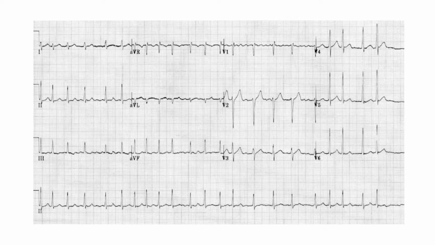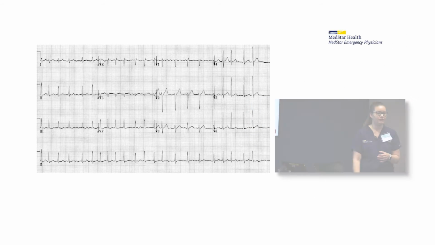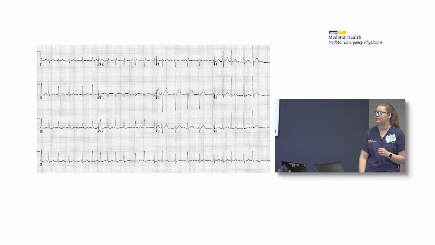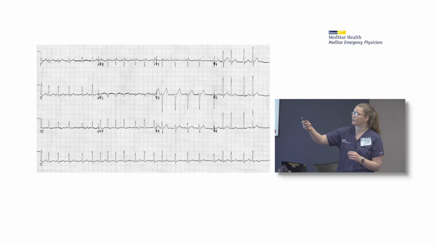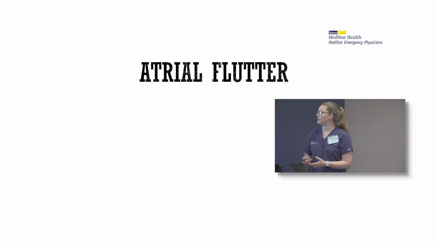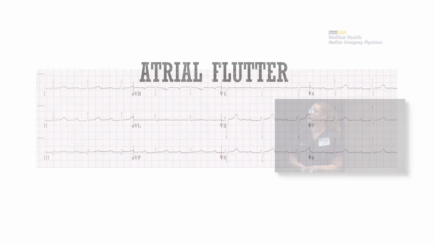This one's a little bit hard, it's very irregular. It's probably not quite that slow. I'm going to help you with a machine read on this one because it's hard to tell. Let's say it's about 70. No P waves. It has that nice sawtooth pattern of the atrial rhythm, and then you're seeing the QRS complexes. The only thing I think you missed on that one was the axis. So all in all, this is atrial flutter.